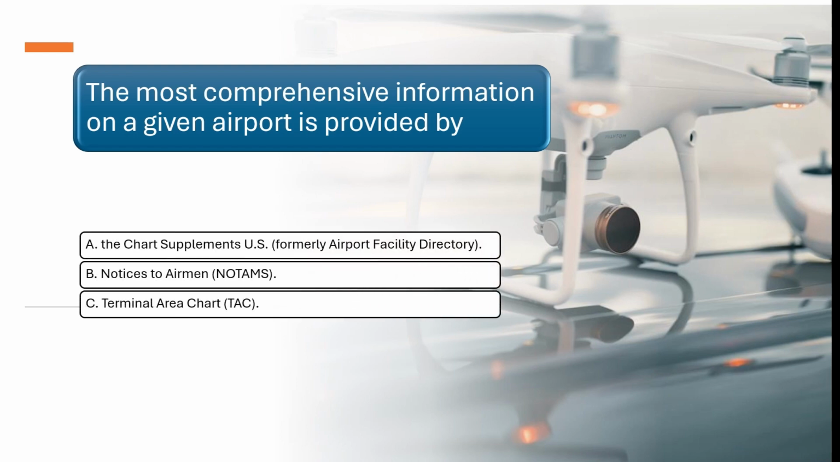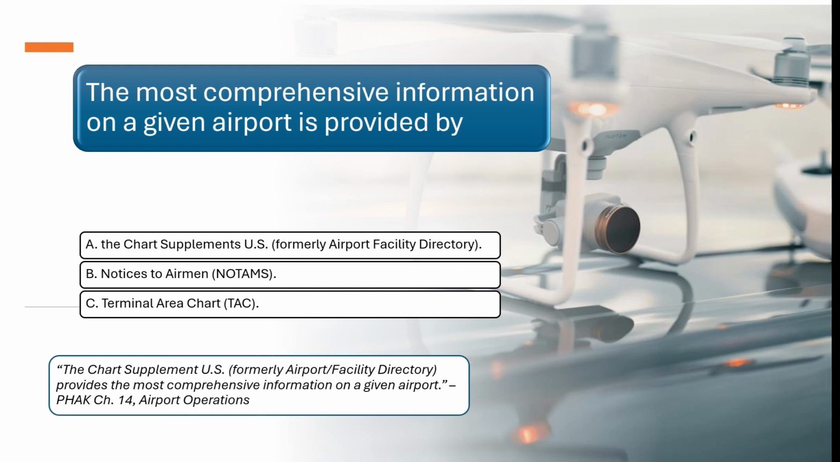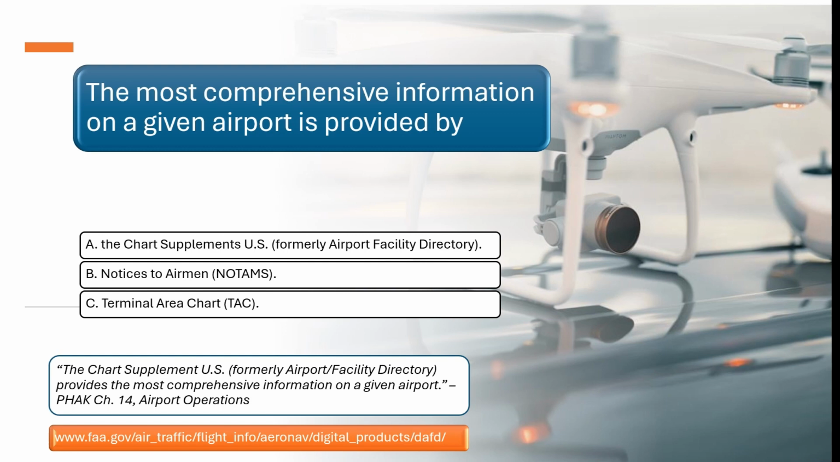According to Chapter 14 of the Pilot's Handbook of Aeronautical Knowledge, the chart supplements, which used to be referred to as the Airport Facility Directory, will provide the most comprehensive information for a given airport. Chart supplements are organized by region and are revised every 56 days. Chart supplements include information such as airport diagrams, VFR waypoints, VOR receiver checkpoints, telephone numbers, and much more. Free digital downloads of all chart supplements can be found by going to the website listed in the orange box.